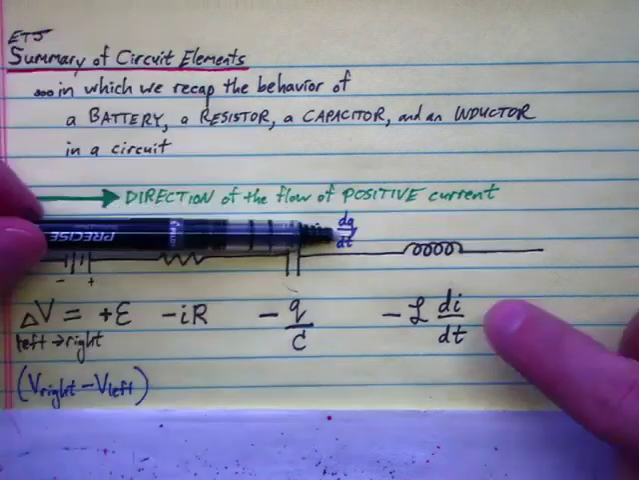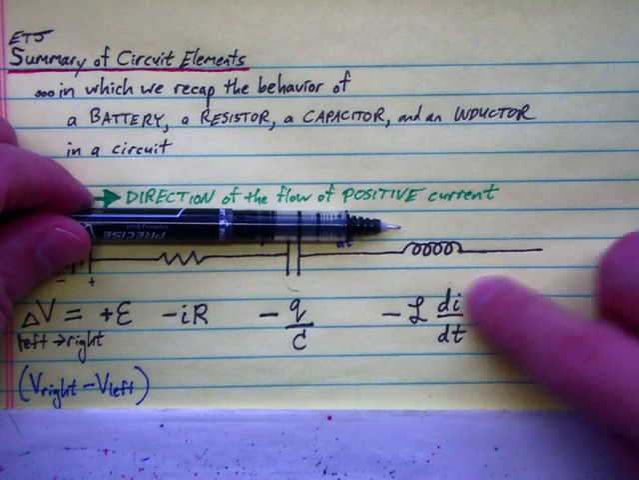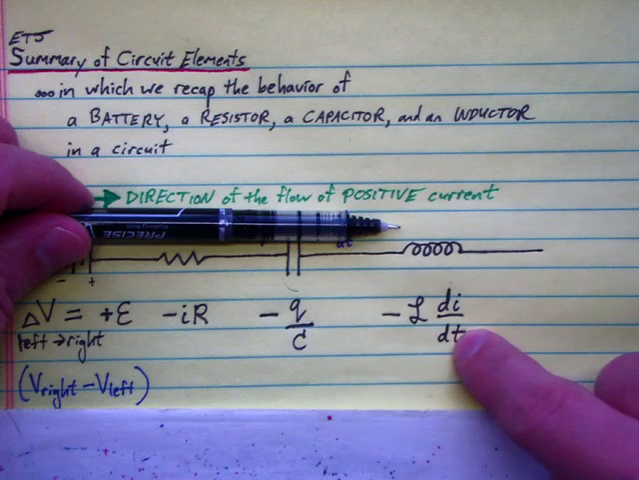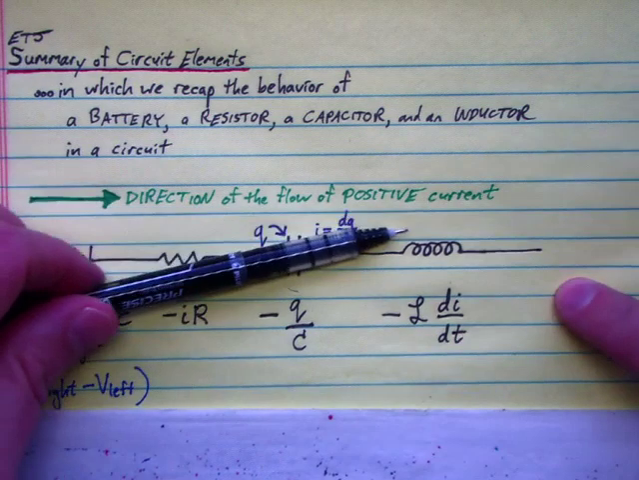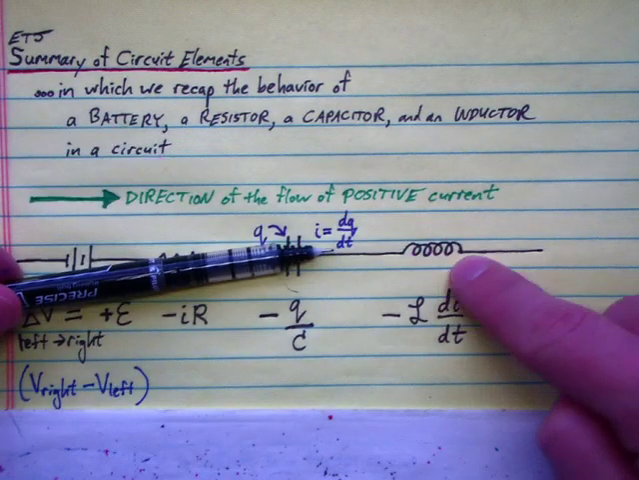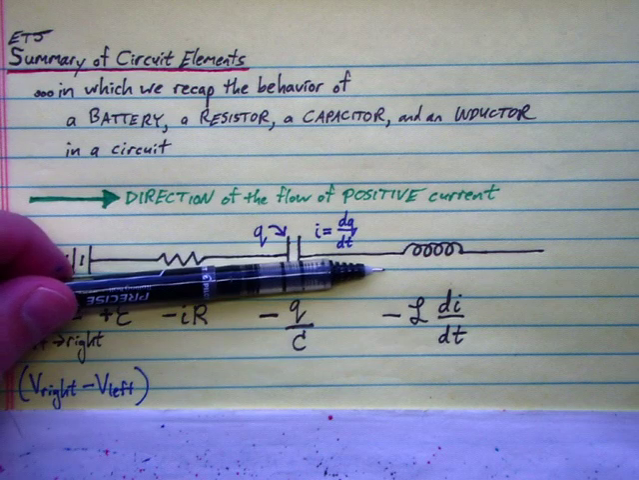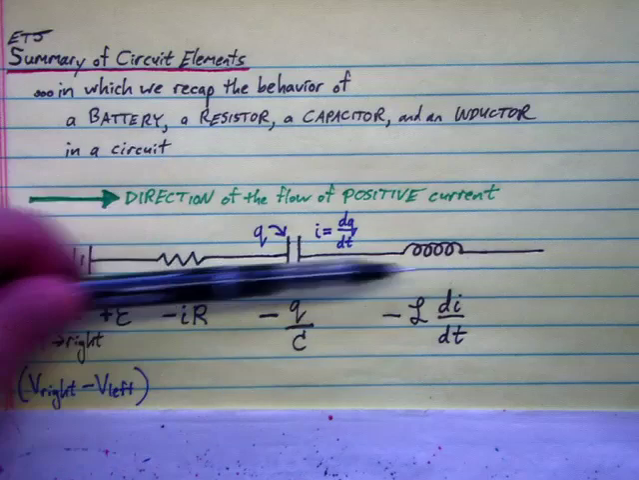If, on the other hand, I was positive but decreasing, so dI/dt was negative, then negative times negative makes positive, and we'd be going up in potential as we went from left to right. This inductor would be behaving like a battery pointing to the right, in that case trying to boost the current to keep it going.